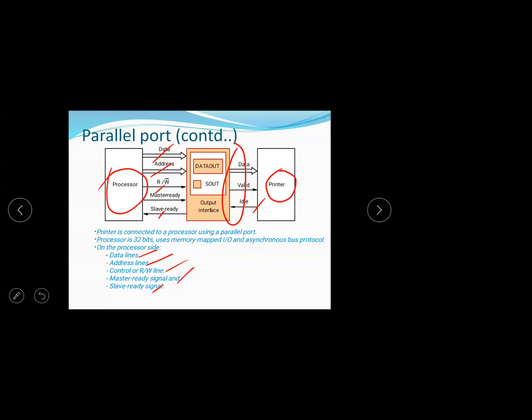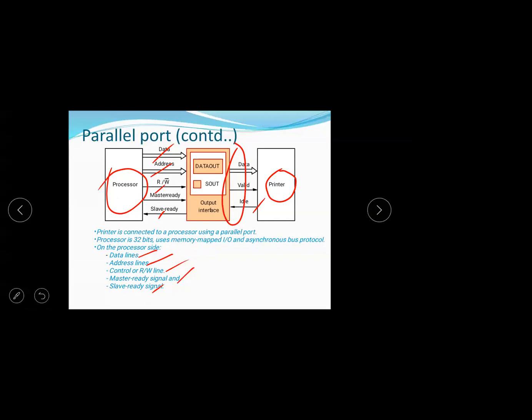It's sending the idle signal, and then sending the slave signal to the processor, and the processor is placing the address of the printer circuit and the data, whatever data is to be printed on the paper, on the data line. That will be a read or write operation. For a write operation the line will be 0, and if it is a read operation the line will be 1.